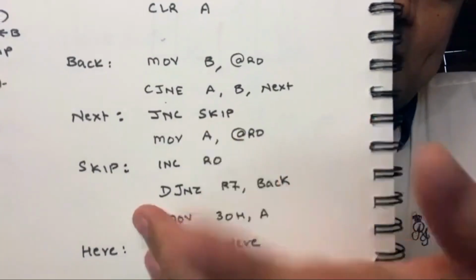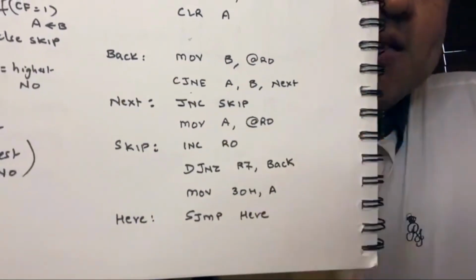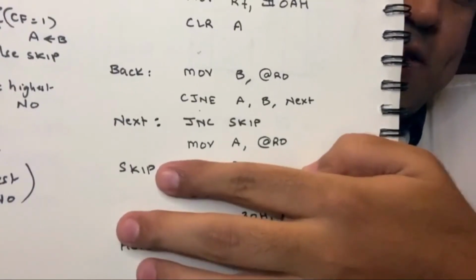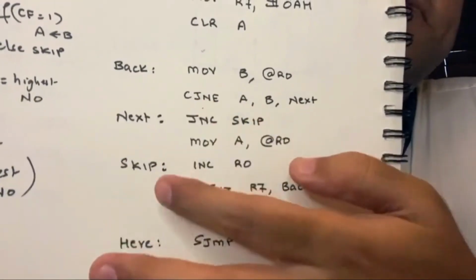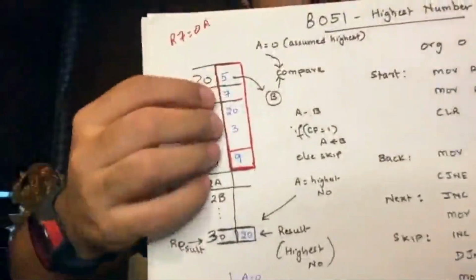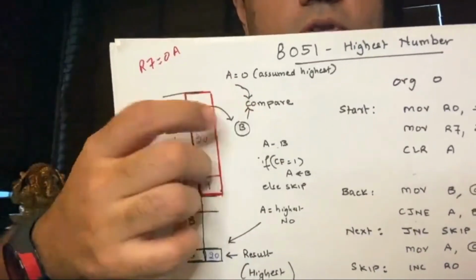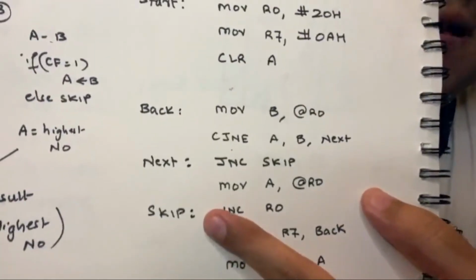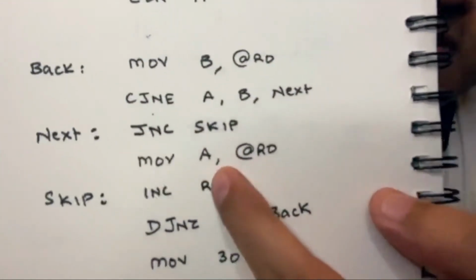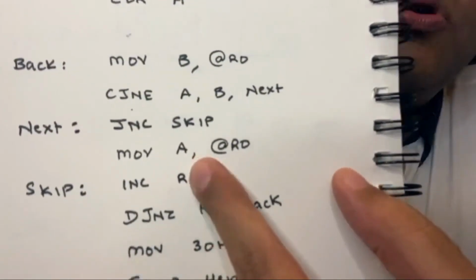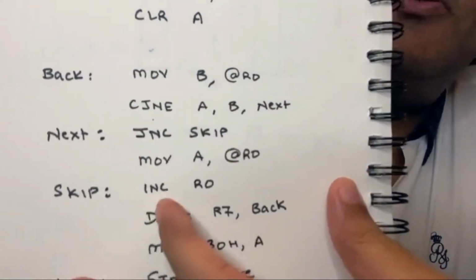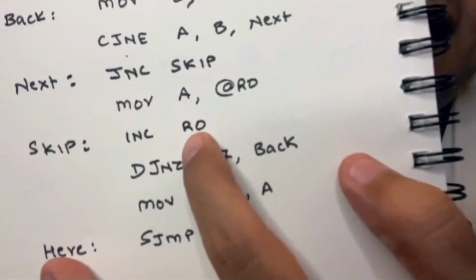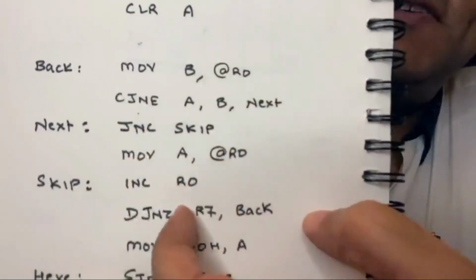Once the number is copied to A, that means A has the new higher number. Now, when you come to skip, either you have copied this to A and come to skip, or you have jumped and come to skip. Either way, now you are not interested in this number. Now you want to prepare for the next iteration, which means you need to increment your pointer. So you'll increment R0 and put this process in a loop.